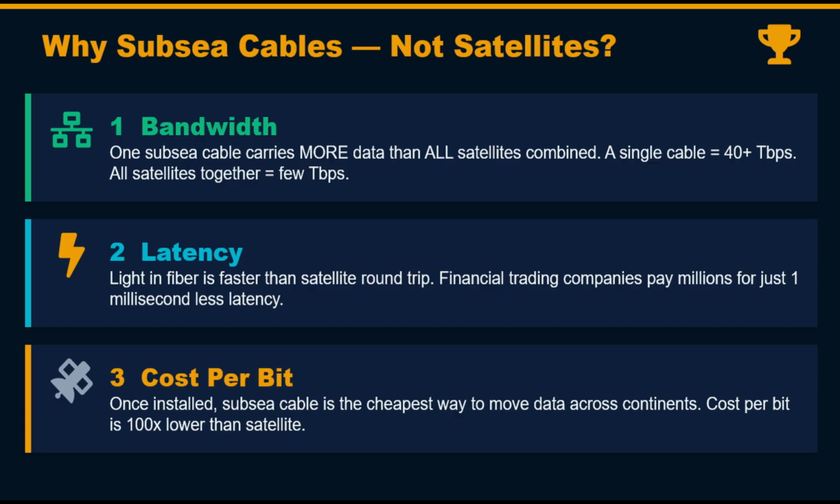Number 3, cost per bit. Once installed, subsea cable is the cheapest way to move data across continents. The cost per bit is 100 times lower than satellite.